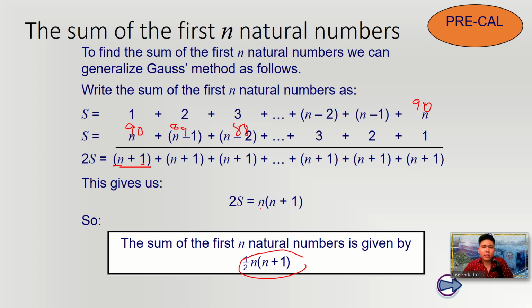It goes like this: n times n plus 1, and then you have 2s. What is n? n is the number of terms. 90 times n plus 1. I hope you get the idea. And suddenly it turns out like this, eventually.